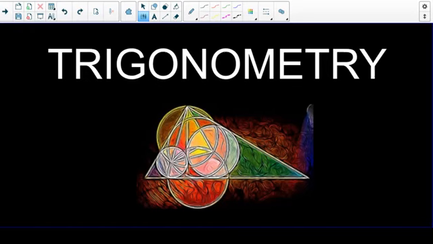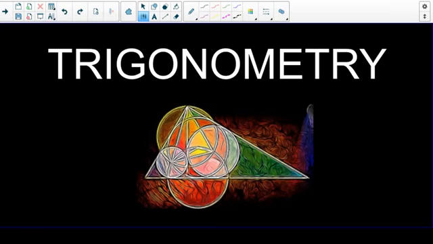Trigonometry. This is a very important branch of math, and this deals with the study of right triangles and the ratios that work within right triangles. It's a branch of math that's used in so many different careers, everything in science, engineering, aviation, surveying, all kinds of things are using sort of this math here that we're teaching.